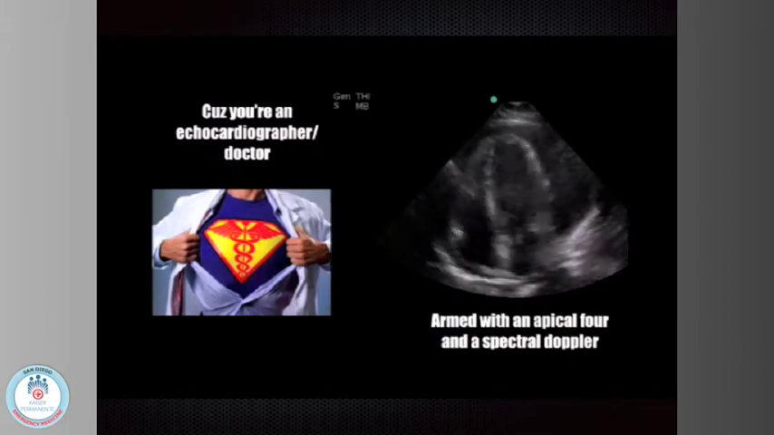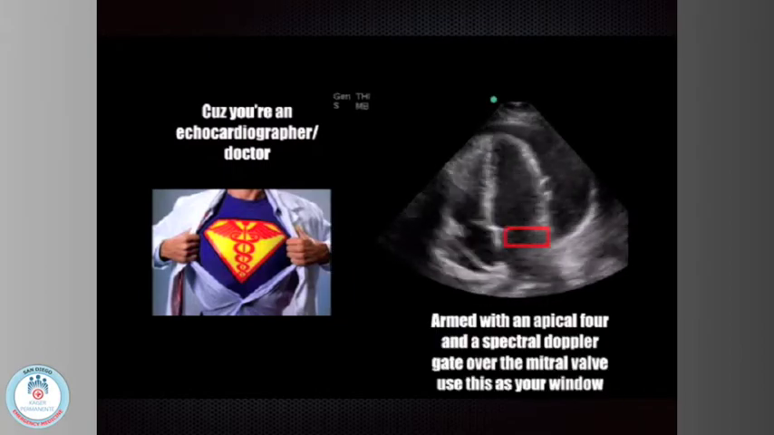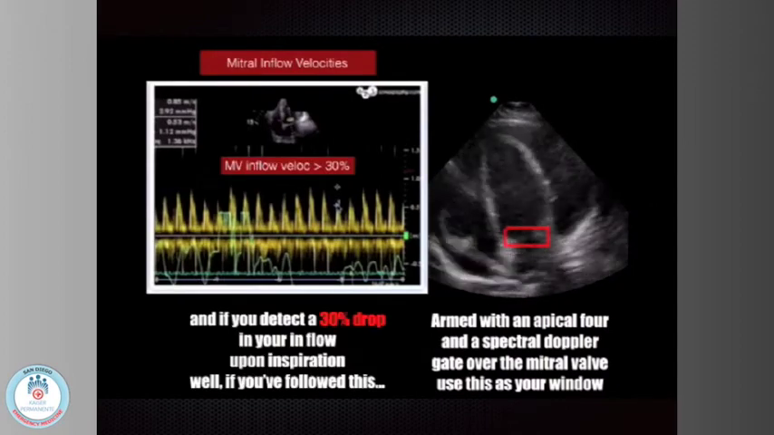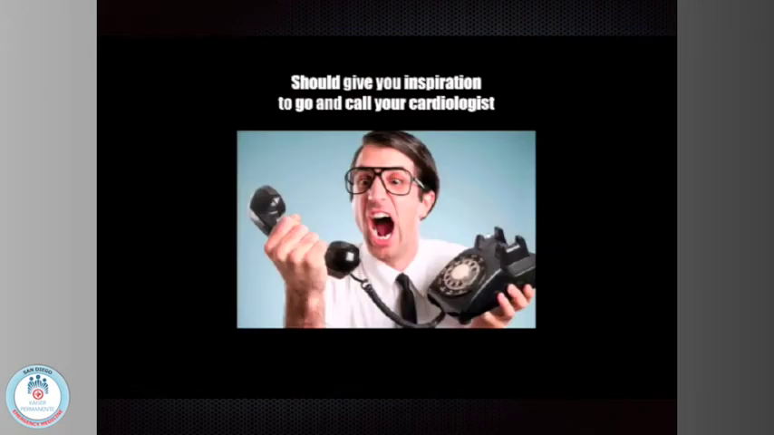with an 8.4 and a spectral Doppler. Gate over the mitral valve, use this as your window, and if you detect 30% drops in your inflow upon inspiration, well, if you follow this, it should give you inspiration. Go and call your cardiologist.